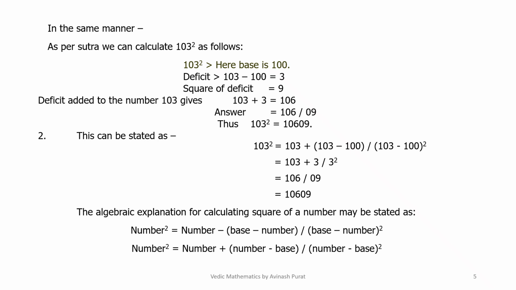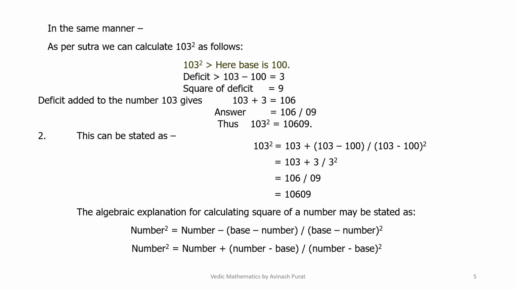10609. This can be stated as 103 square equal to 103 plus (103 minus 100) stroke (103 minus 100) square. So 103 plus 3 stroke 3 square, that is equal to 106 stroke 09 equal to 10609.